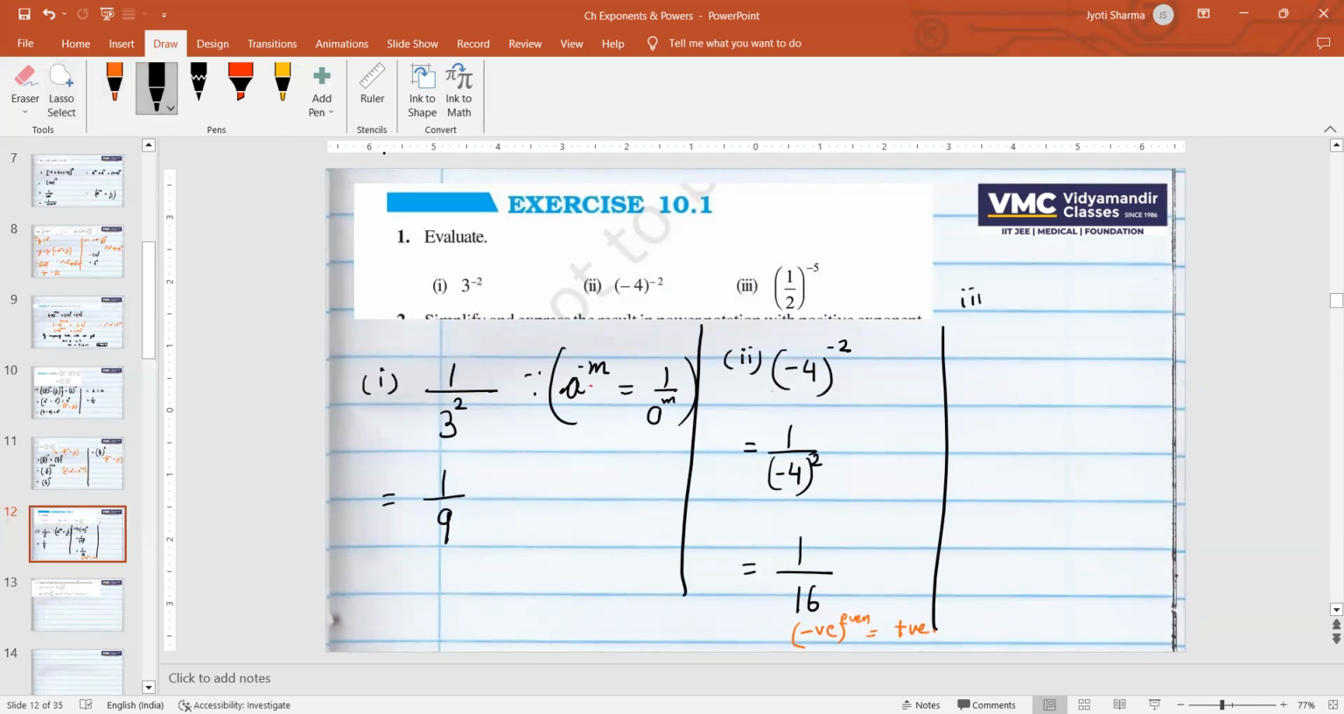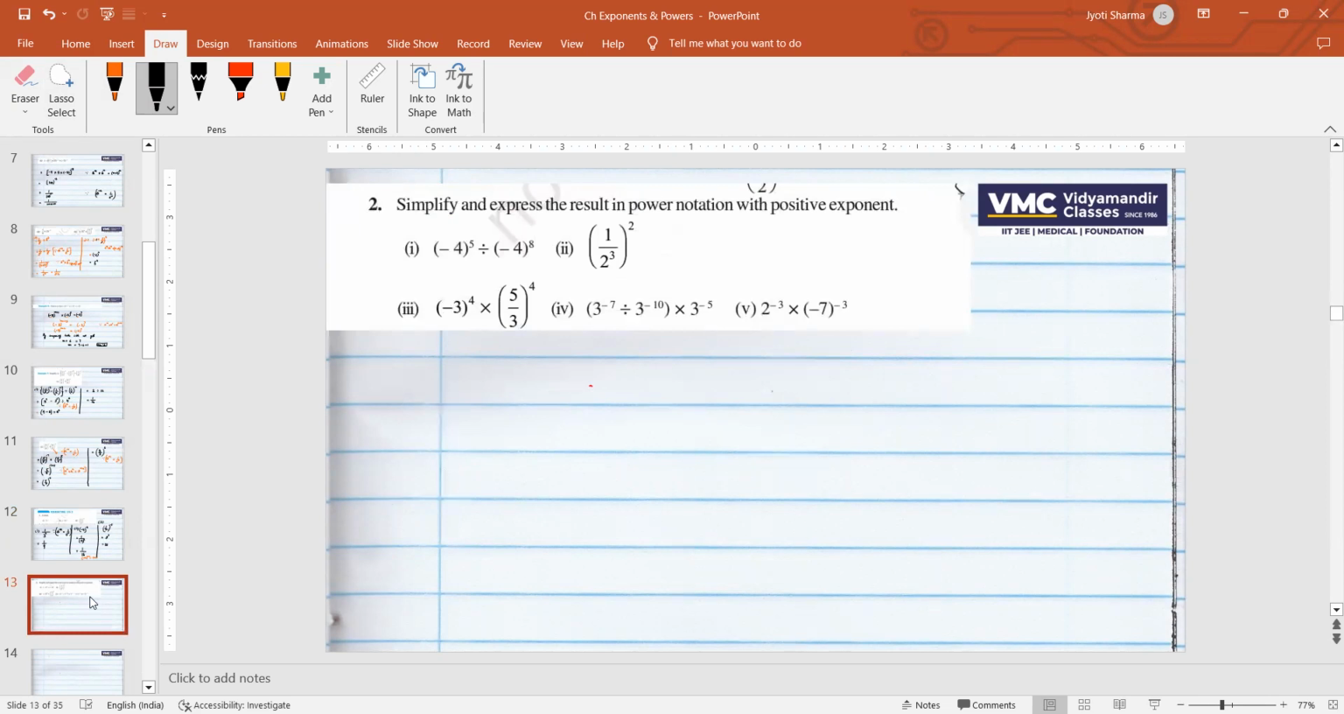Here in the third part, if you do the reciprocal of 1 by 2, it will become 2 and power will become positive. The question is specifying that you have to leave your answer with the positive exponent. You have to simplify. You can see that bases are same. They are getting divided, so powers will be subtracted.